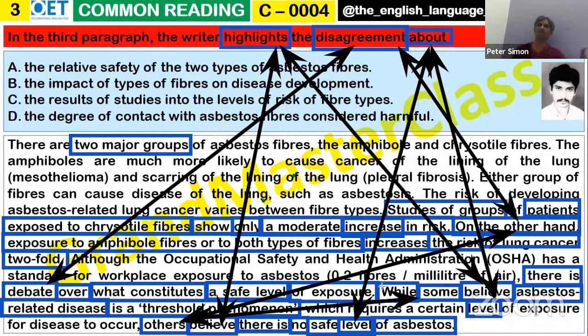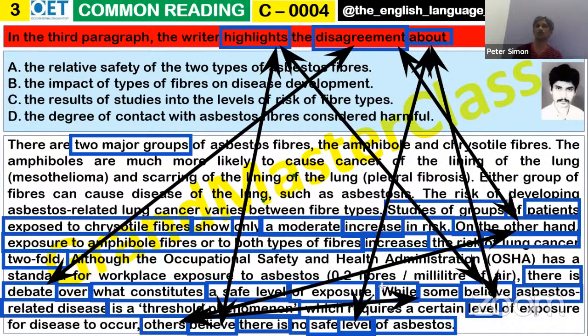Somebody says there is a safe level. Threshold means entrance. A gate is there. A border is there. Threshold means the borderline. Threshold of success means one step ahead and he succeeded. At the threshold of success he fainted. He tripped and fell down. Threshold means at the borderline to success. If he crosses that borderline, he succeeds. Threshold means a borderline which demarcates.